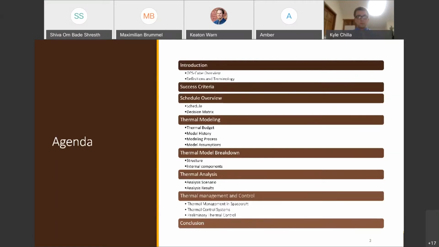And then we'll go over the thermal management and control. And then we'll go over the different preliminary thermal control and all the different systems. And then we'll have our conclusion.